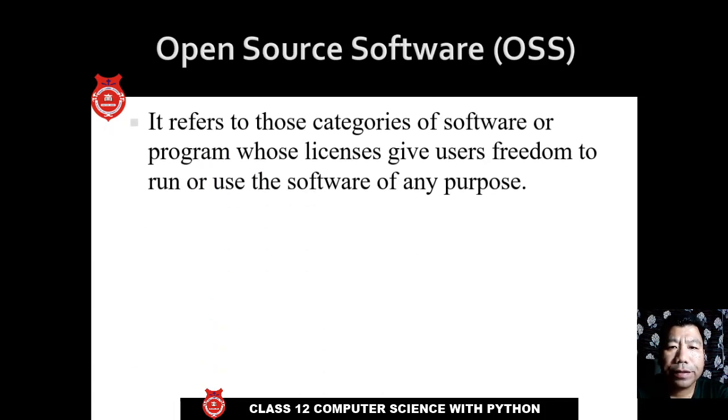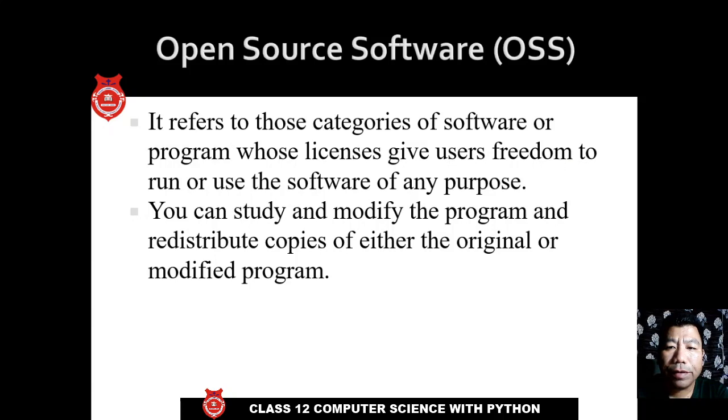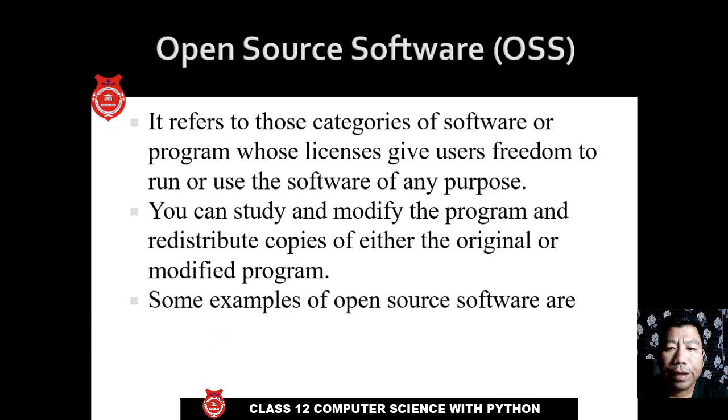Open source software refers to the category of software or program whose license gives the user freedom to use the software for any purpose. So you can use open source software for whatever purpose you need. And you can study, you can modify the program, or even redistribute the software in its original form or modified form as per the open source software agreement. There are many examples of open source software, and it is very popular nowadays.